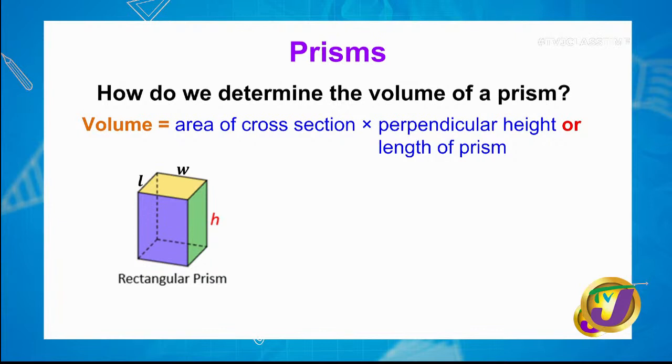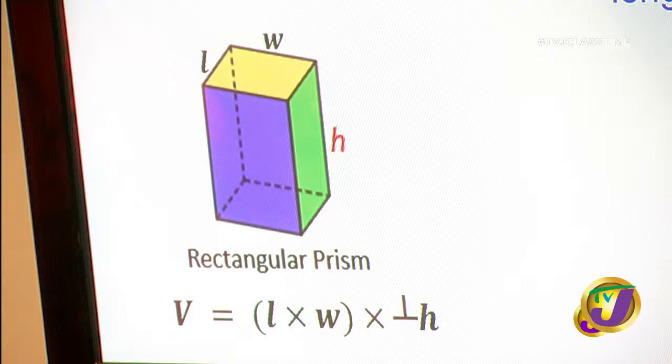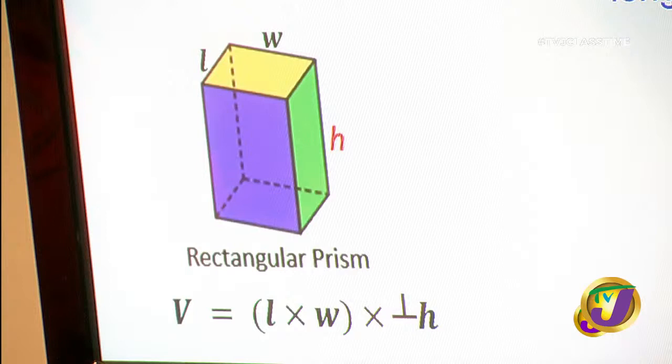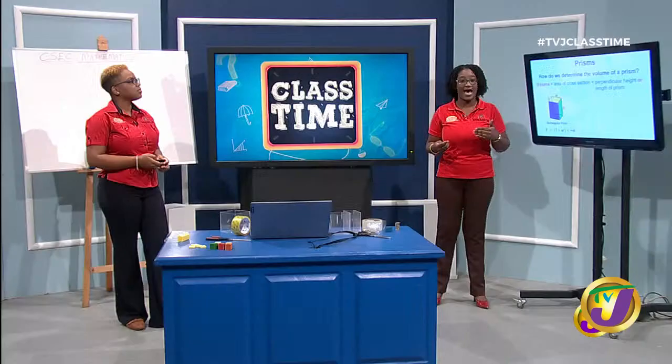If we are finding the volume, first we find the area of the cross-section. In this case, the cross-section is a rectangle. We are using the yellow face here, because remember, we talked about the rectangular prism being very special. So we're identifying our cross-section to be the yellow shaded part of the prism. To find the area of that, we multiply its length by its width. And as you rightly said, to complete the calculation for its volume, we now need to multiply that result by the perpendicular height, which is labeled with the letter H there.